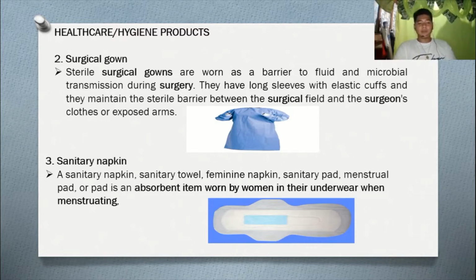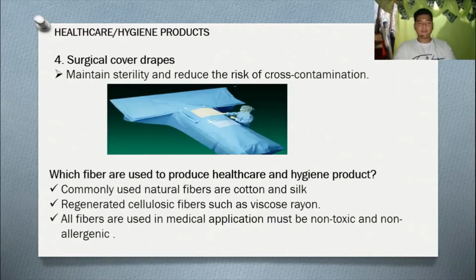A sanitary napkin, sanitary towel, feminine napkin, sanitary pad or menstrual pad is an absorbent item worn by a woman in her underwear when menstruating. And last example is surgical cover drapes. They maintain sterility and reduce the risk of contamination or cross-contamination.